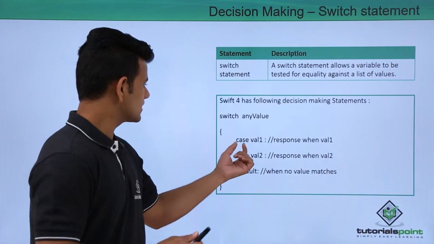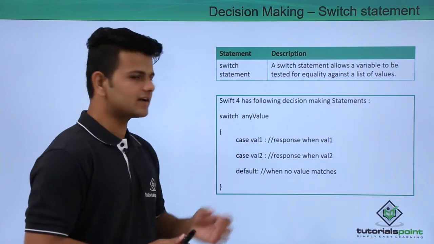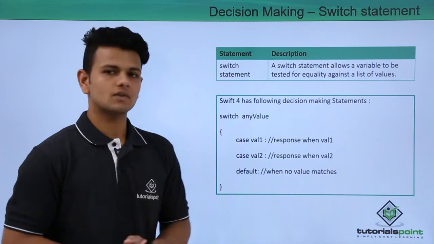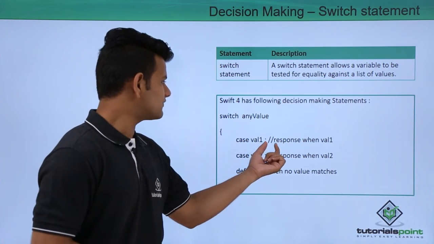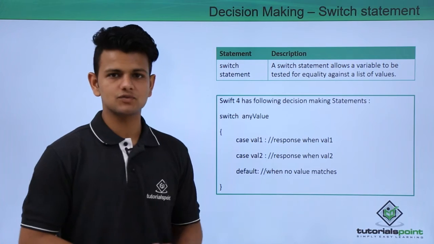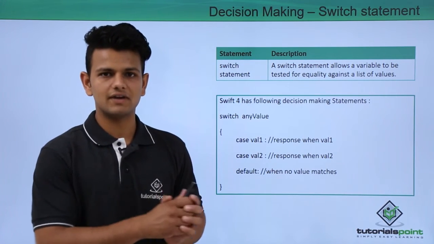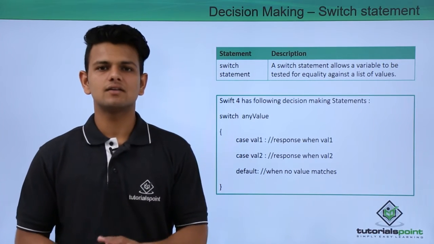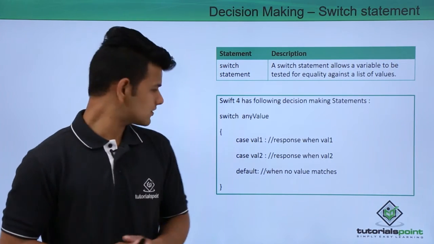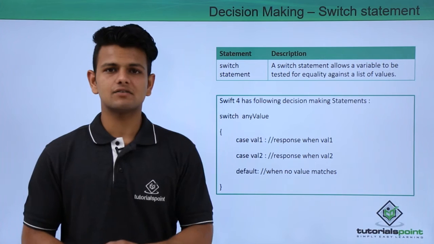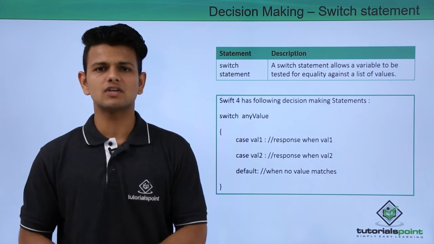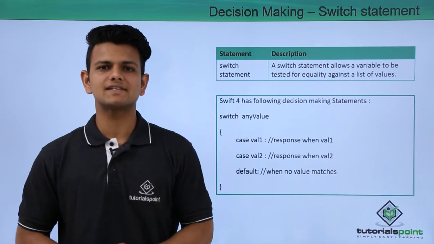For example, case is the keyword, value 1 is the value which you want to check if it is equal to any value. When this is equal, then after this colon we write the response when value 1 is equal to the given value. If this is not equal, then in the second case we write the second value we want to test against. And in the default case we write the statement that if none of the cases are equal to the given value, then the default will be executed.